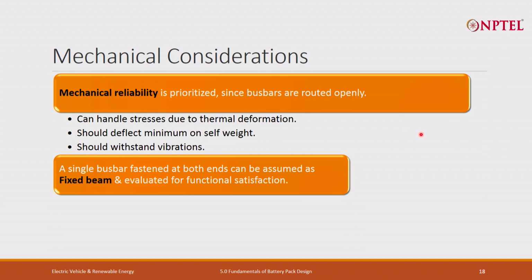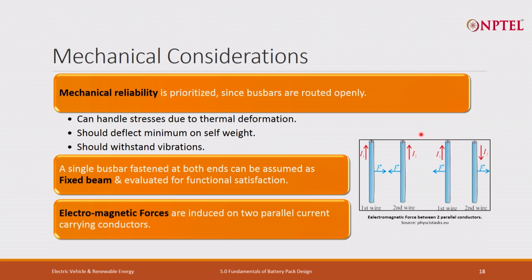Now, this is about component level. Then later on extend those analyses and experiments to the pack level. Once you have done all these things, test it and evaluate all the functional satisfaction and requirements. When two conductors are in parallel or anti-parallel and DC current is running, which is generally the case in battery packs, there is an electromagnetic force acting upon them. You also have to worry about it, not too much, but still you have to worry.